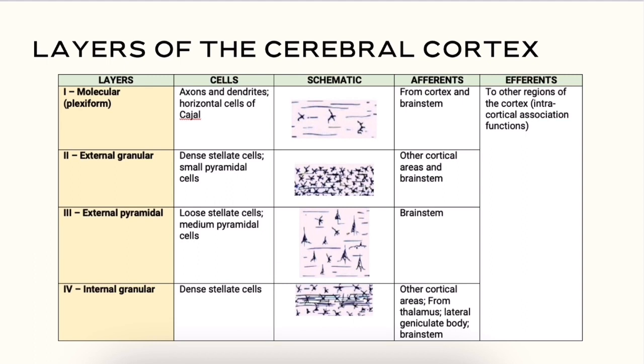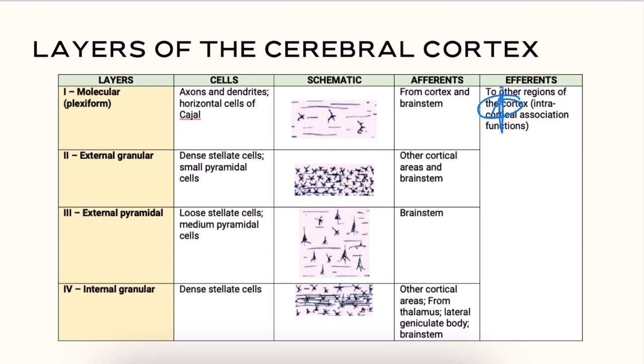We're going to start first with the molecular layer, or our first layer. As you can see right here, this contains non-specific afferent fibers from the cortex or the thalamus, and they have horizontal cells of Cajal. If we look at them microscopically, this is how they look. The afferents, which means where they're coming from, are from the cortex and the brainstem, which will bring them to the other regions of the cortex because they have that intracortical association function.